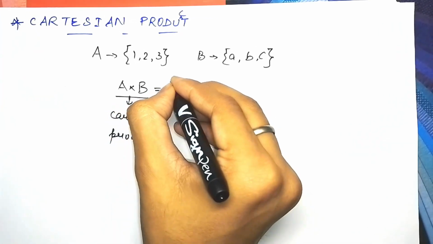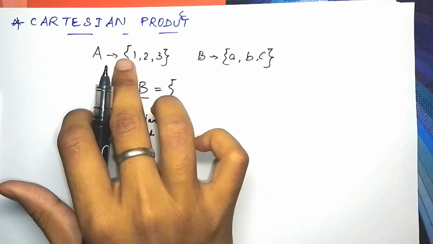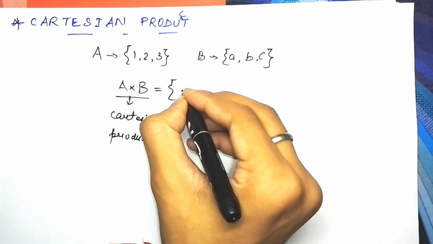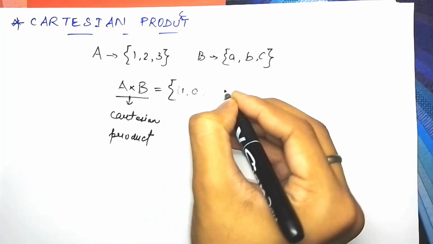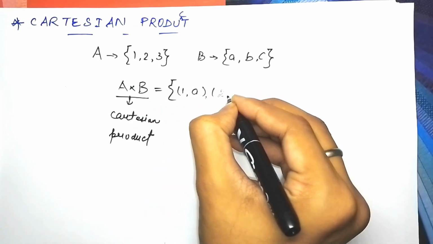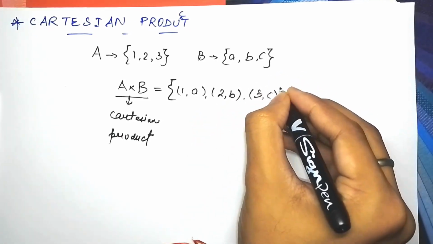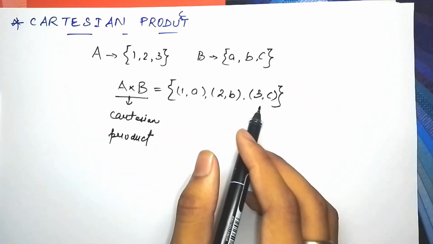Now when you have to write, then you will write firstly the element of A, then element of B, something like this, 1 comma a, then one more element that would be 2 comma b, third element 3 comma c. This would be the Cartesian product of A and B.